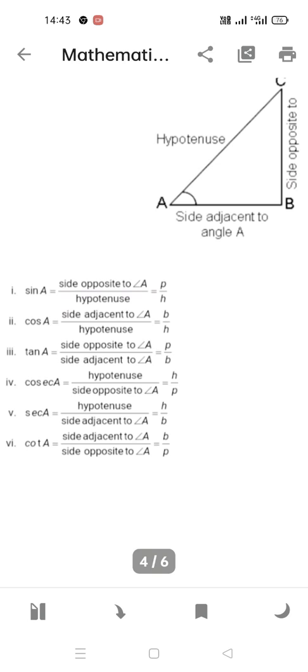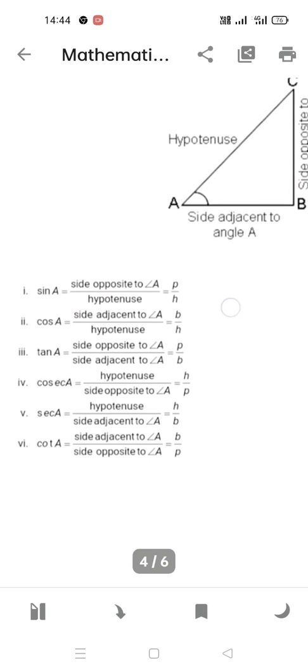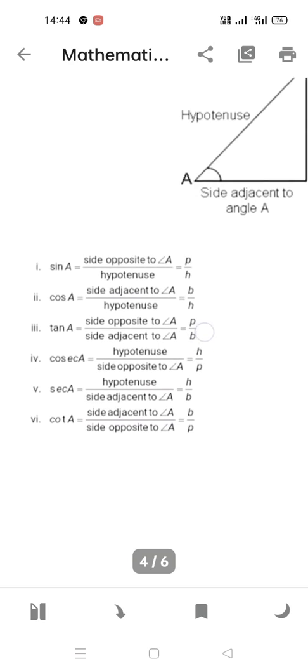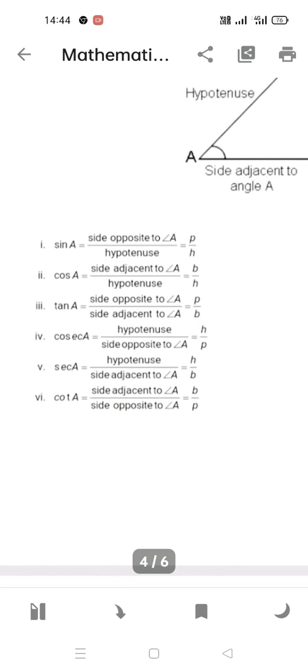Cos A will be your base upon hypotenuse. Next, tan A. Tan A will be your perpendicular upon base. Cot A will be your base upon perpendicular. Sec A will be your hypotenuse upon base. Cosec A will be your hypotenuse upon perpendicular. These are the 6 trigonometric ratios: sine, cos, tan, cosec, sec, cot.